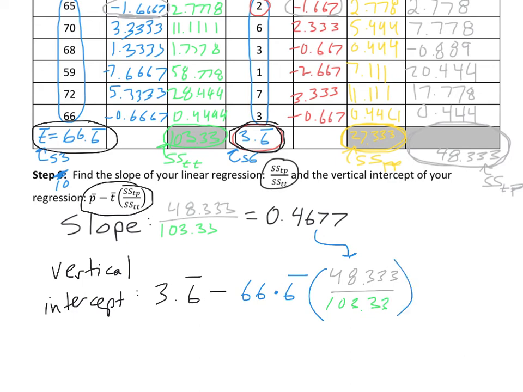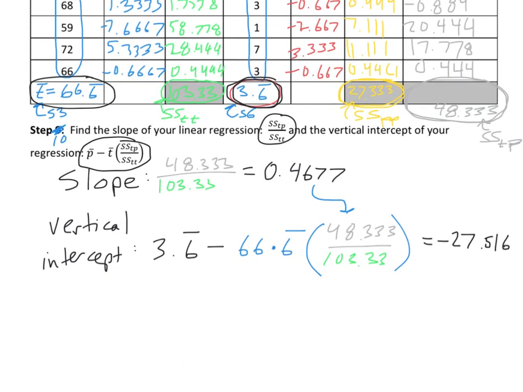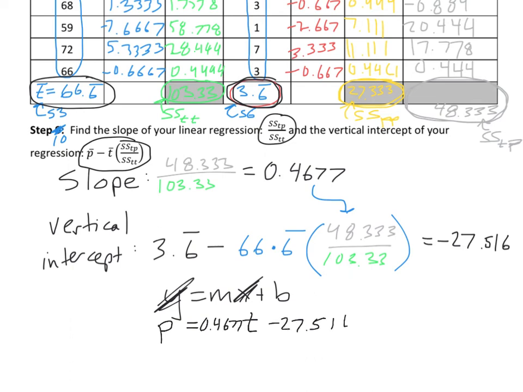And when I punch all that stuff into my calculator, the vertical intercept that I got here was negative 27.516. Okay, so now that I have those things, I can essentially write my y equals mx plus b. But remember, we didn't really use y and x for this problem. We said that our independent variable was t, and our dependent variable was p. Okay, and then I just need to go back and put in my slope and my y-intercept.